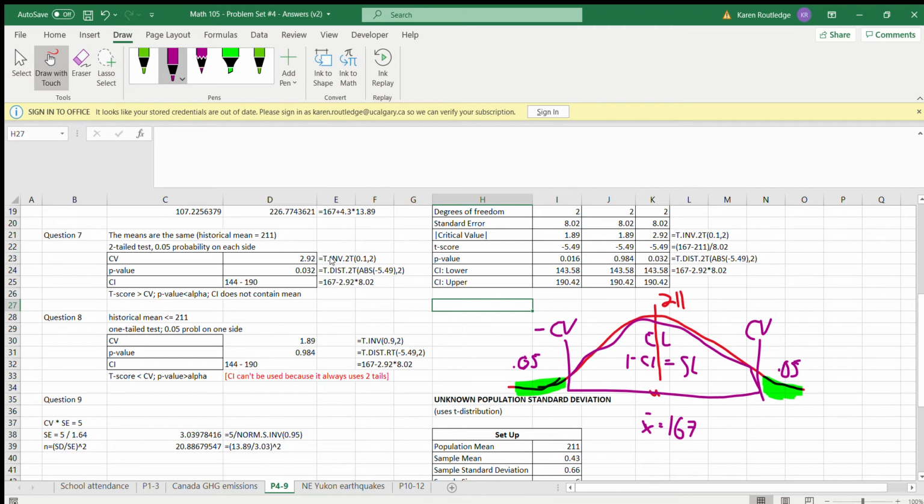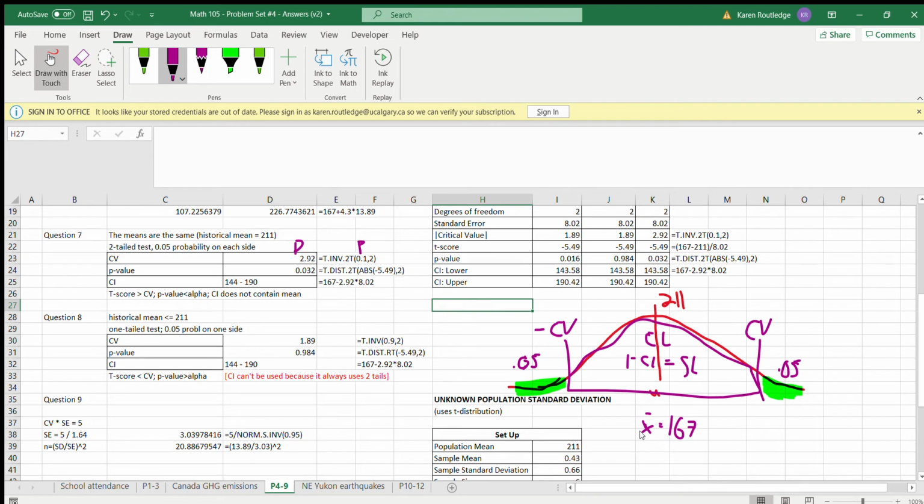We do that in this particular case because we have a t distribution that is two-tailed. We use the t.inv.2t function. If you remember, the .inv means we're going to give Excel a probability. So probability goes into the equation, and it will return to us a distance in standard error units. So remember, our distribution is based on sample means. So our distances are in standard errors.